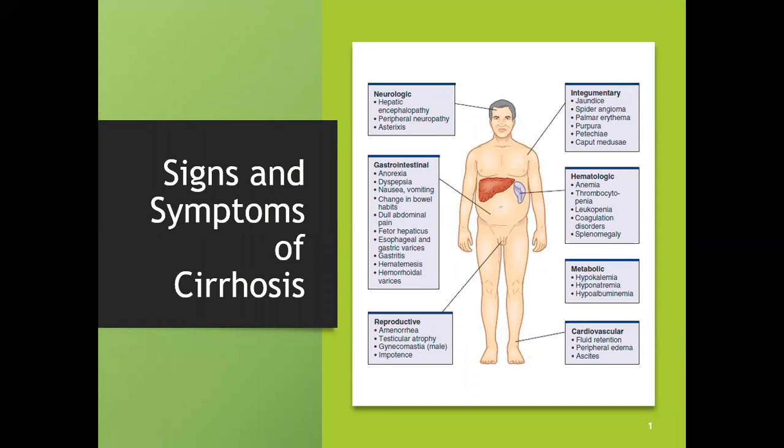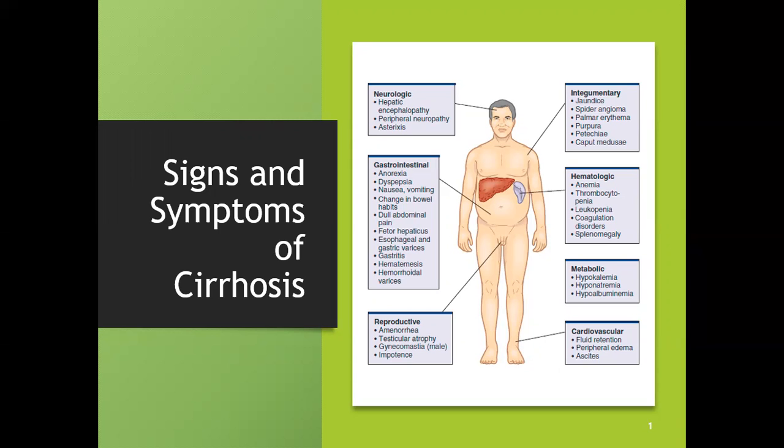Signs and symptoms of cirrhosis: neurologic, they may have hepatic encephalopathy due to the rising ammonia in their blood, peripheral neuropathy, asterixis, which is characterized by tremors. They also may have jaundice, spider angiomas, palmar erythema, purpura or petechiae, those splotchy, bruise-like rashes, caput medusa as well. They may be anemic, thrombocytopenic, leukopenic. They may have coagulation disorders like increased PTT.